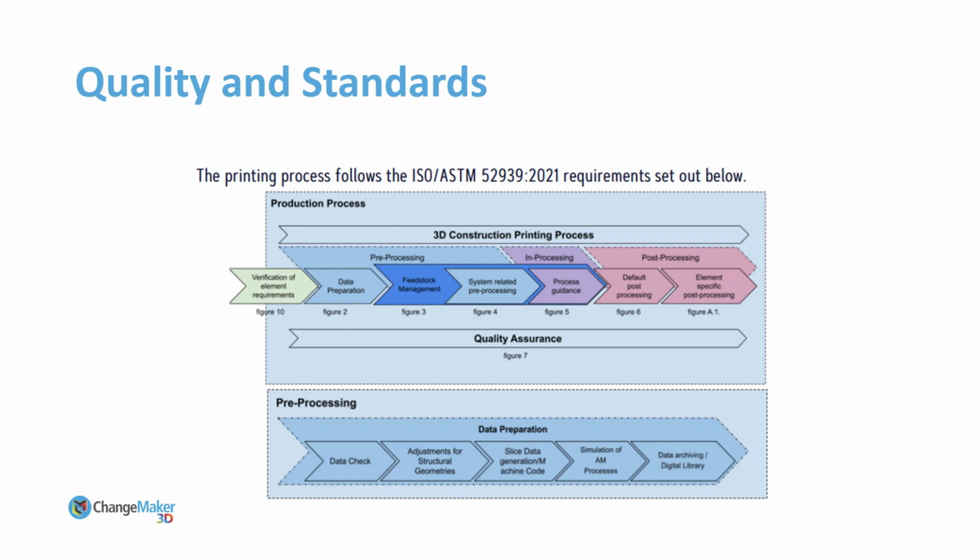It is important that all design processes and practices are underpinned by quality and standards. We recommend following the ISO 52939 that was specifically created for additive manufacturing in construction or 3D concrete printing. You can see on the screen an example of a production process or a pre-processing workflow, but there is much more detail to be found online at ASTM, where you can see the full requirement and specification for following this standard, including how to ensure the design and material quality is upheld.